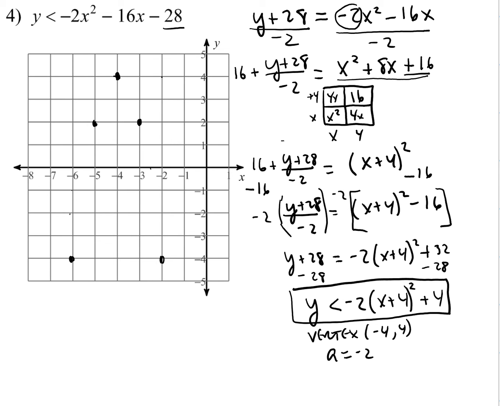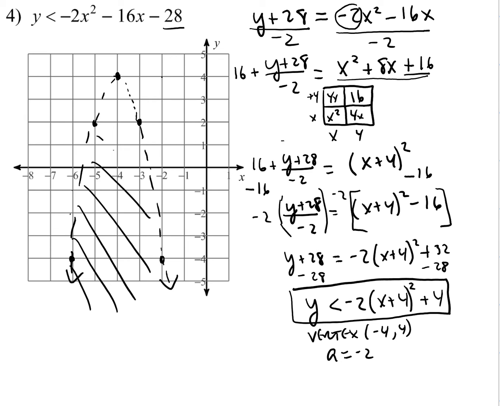My quadratic boundary line is dotted because it's less than. So it's dotted. And so then the last thing we have to do is shade it. So where are we less than it? We're less in here. So we would shade everything below the quadratic. And there you have it.